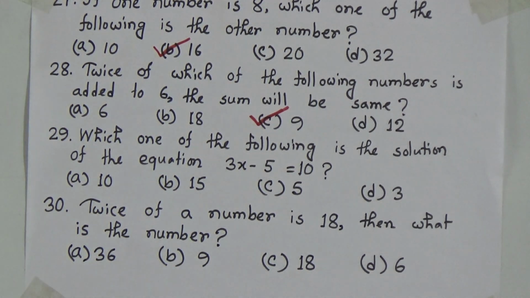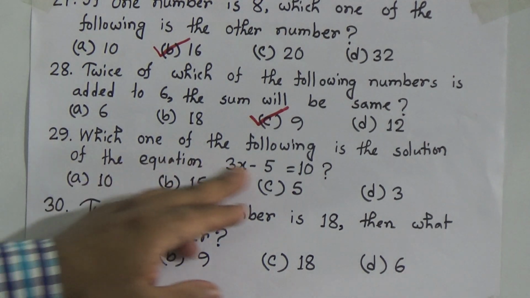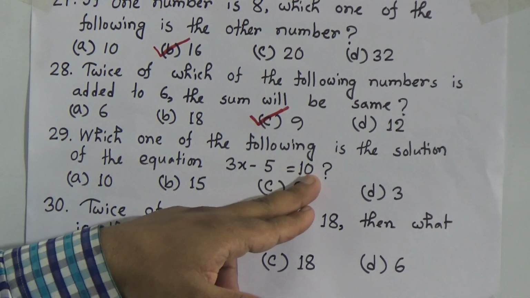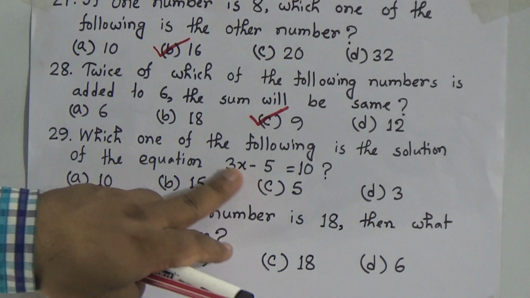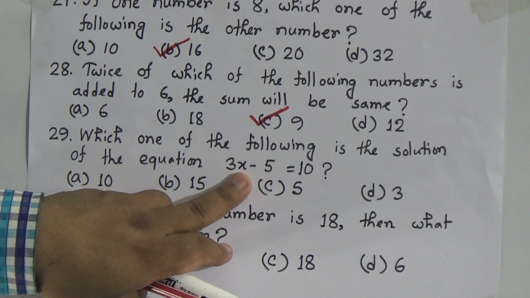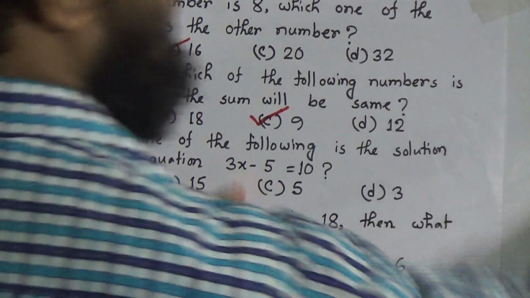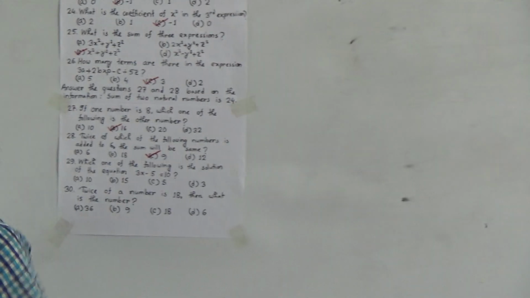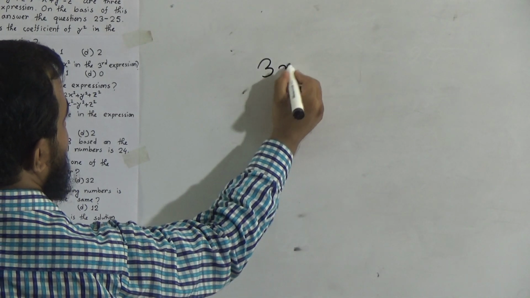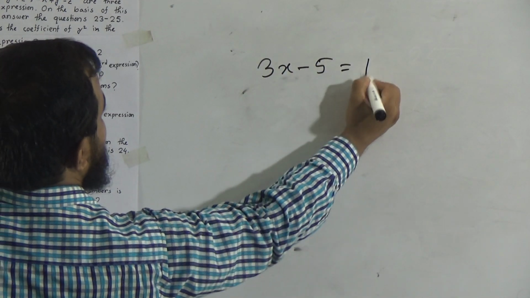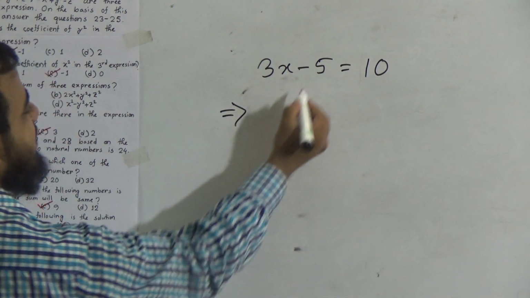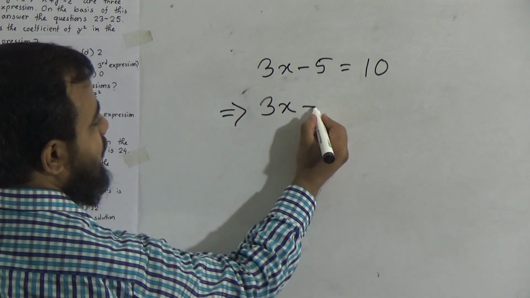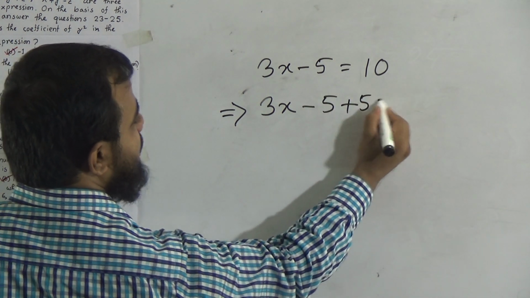Okay. Now number 29. Which one of the following is the solution of the equation thrice x minus 5 equal to 10? We have to find out the solution. Find out the solution means we have to find out the value of x from this equation. To solve this, thrice x minus 5 is equal to 10. We have to omit this minus 5 first. To omit this minus 5, we have to add 5 to both sides of this equation.